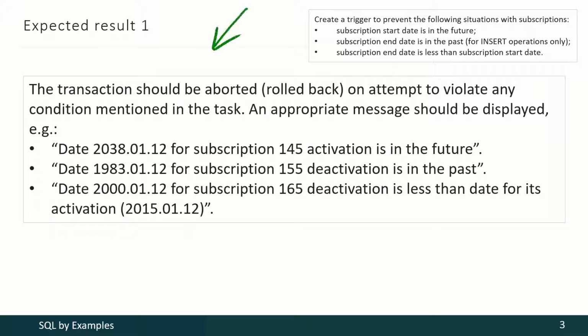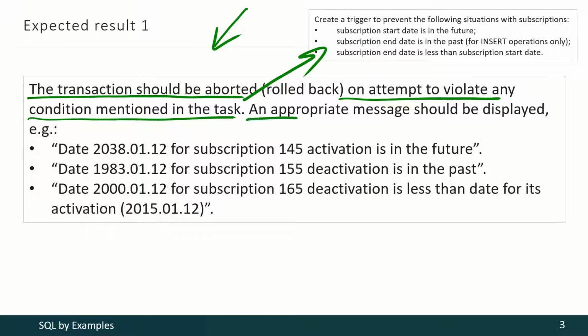This is how the expected result looks like. The transaction should be aborted on attempt to violate any condition mentioned in the task. And also an appropriate message should be displayed. Here are some examples of such messages, but of course you may use your own format.